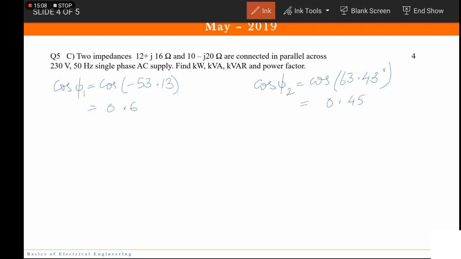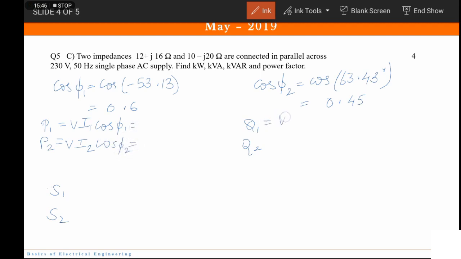Okay, so how do we calculate active power? Active power again will be two because here we have two circuits. So we have P1 and P2. Similarly, we will have reactive power Q1 and Q2. Similarly, we will have apparent power S1 and S2. So what will be P1? It will be V I1 cos phi 1, right? Similarly, V I2 cos phi 2.